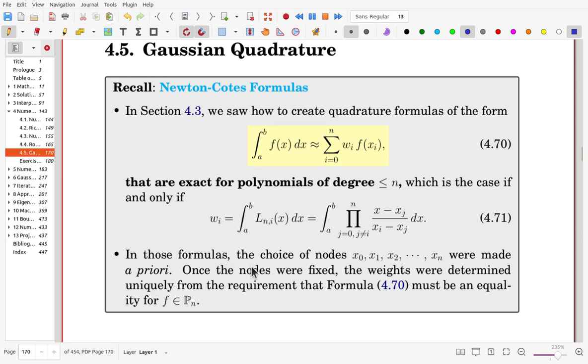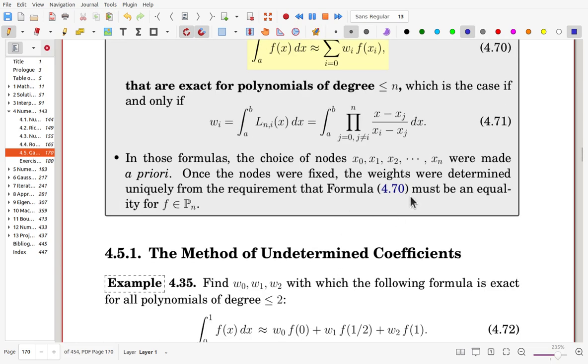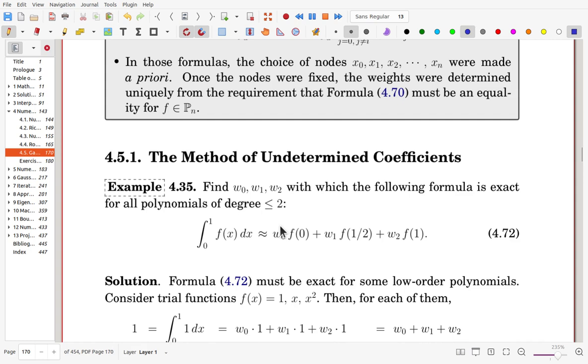In those formulas, the choice of knots x0 to xn were made a priori. Once the knots were fixed, then the weights were determined uniquely from the requirement that the formula must be exact for polynomials of degree n. Okay, that is recalled. Now we'll begin here the method of undetermined coefficients.